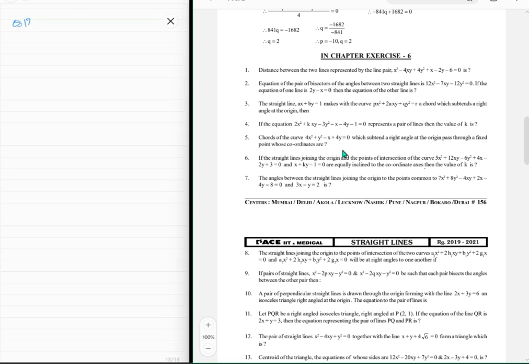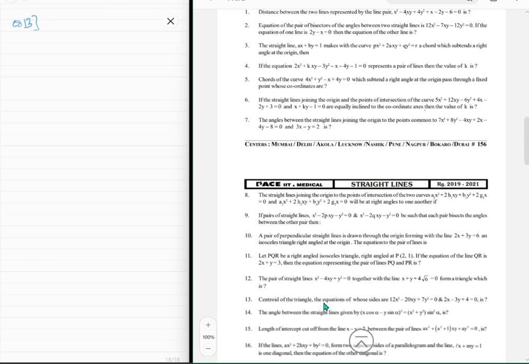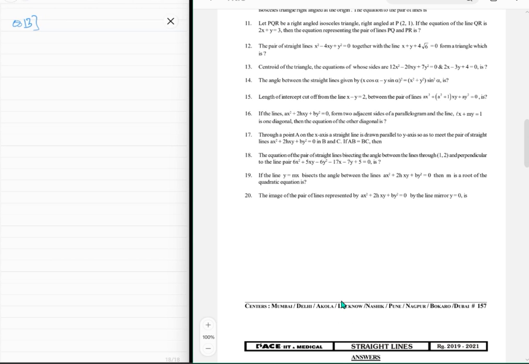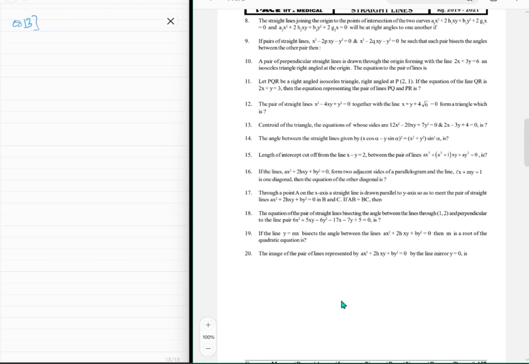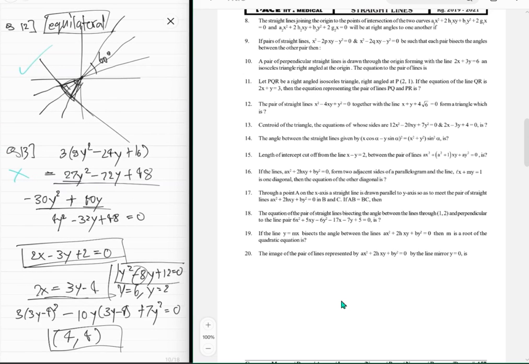Question number 13. Where is question number 13? Come on. Centroid of the triangle, the equations of the sides are this. Okay, cool. So they gave the answer as 8 by 3 and 8 by 3. And I took the answer as 4 and 4, which is weird. What went wrong? Question number 13, question number 13. Right, so 2x minus 3y plus, oh no, wait. Did I just make... Oh yeah, I put something else.